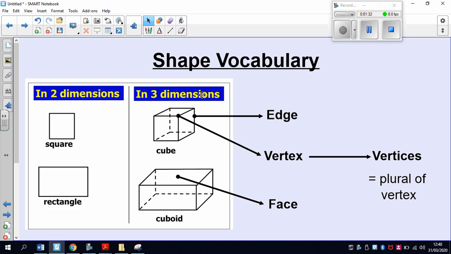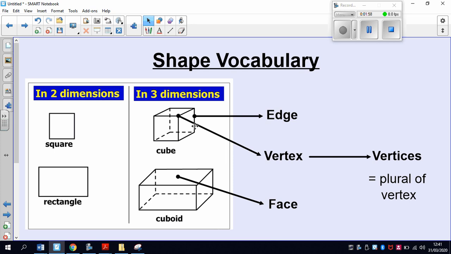Whereas in a 3D shape, you've got more than that. You've got the height, width, and the length, okay? 3 dimensions there. Now, the thing about 3D shape is that it's easier to pick up, and you can look at it from lots of different ways. But there are parts of those shapes that we need to understand and be able to recognize and talk about in a very mathematical way.